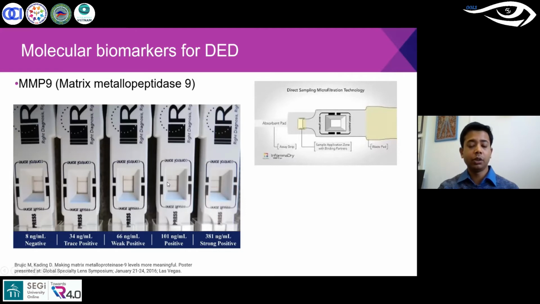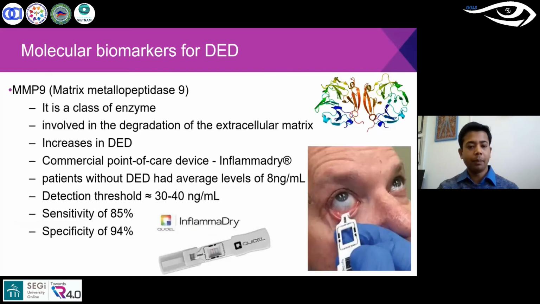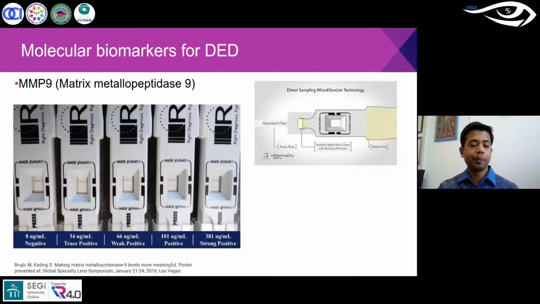Of course, one line, the first top one, is the control, which shows the test is working. If the second line appears as a red line, it means the MMP9 is positive, which means it is at least above around 30 to 40 nanogram. Now, as the company mentions, the darker the bands are, the more MMP9 there is. That's really helpful to see if it's a lot of dry eye or a slight dry eye, and you can try to assess how severe it is.